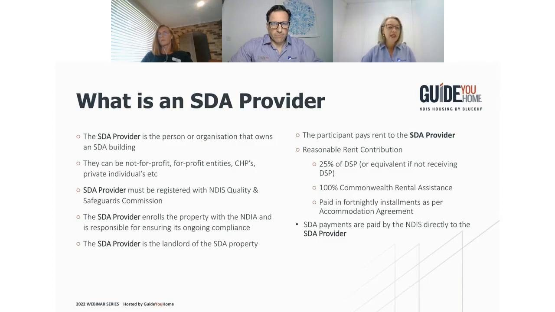To be an SDA provider and to be able to receive the SDA funding for the participant that you're housing, you have to be registered, and that's through the NDIS Quality and Safeguards Commission. So it's not just a case of build the SDA house and you can receive the money. You have to be registered as an SDA provider, and then after the home is built, it has to be enrolled with the NDIA in the appropriate design category, which again we'll touch on in a moment. But they're two really key things that people need to understand.